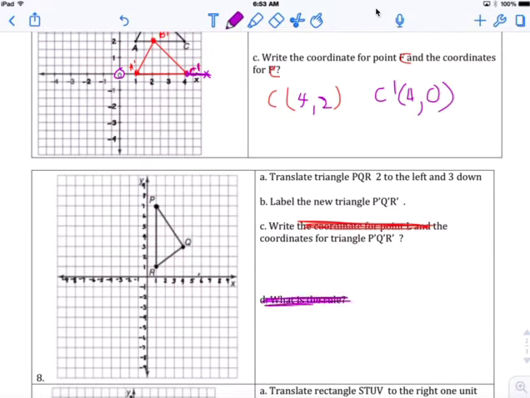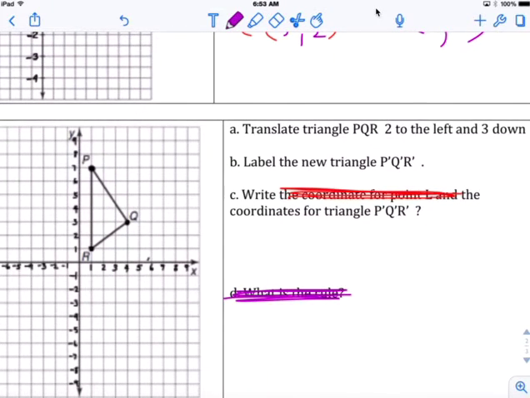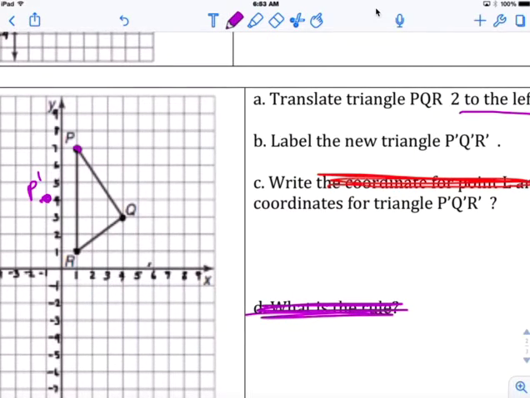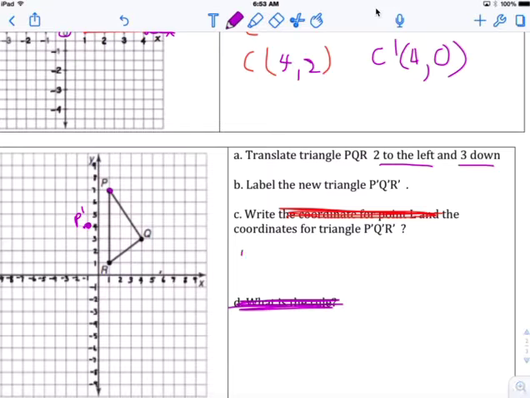You don't have to do the rules here. Alright, so most of you should know how to do this. PQR, 2 to the left and 3 down. That's P prime. Write the coordinates for P prime. That coordinate along the X, stop, that's -1. Going up to number 4. So -1, 4.